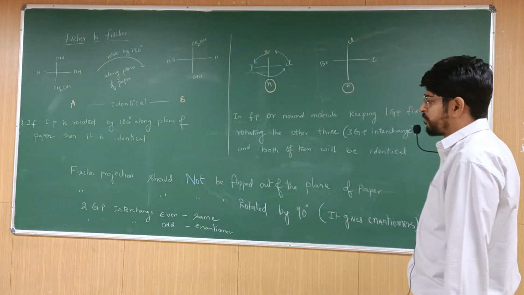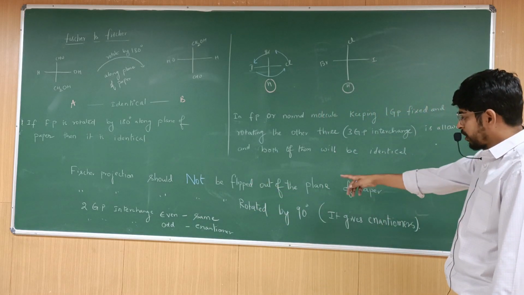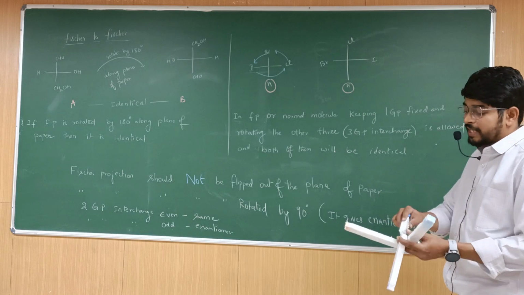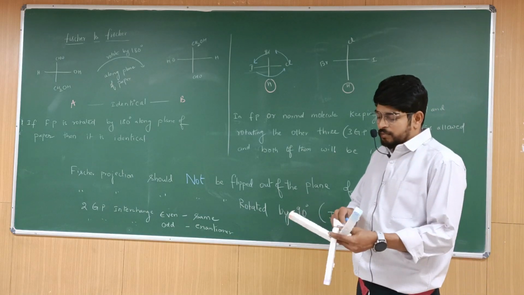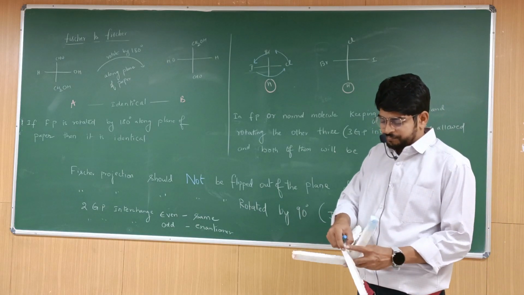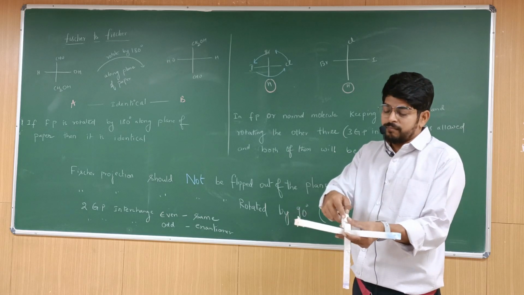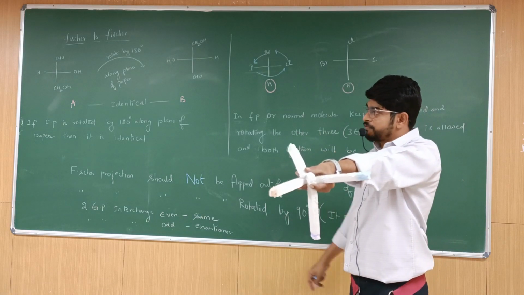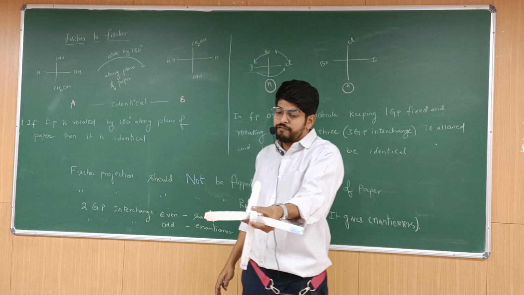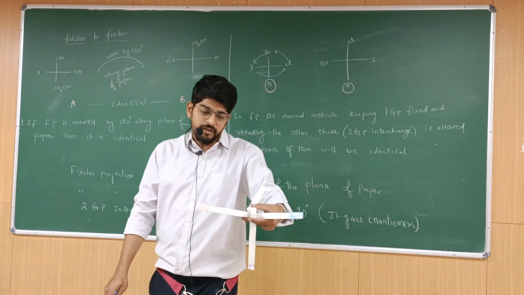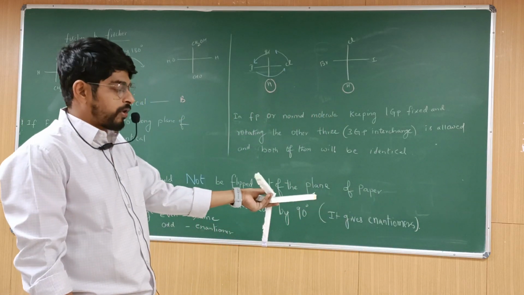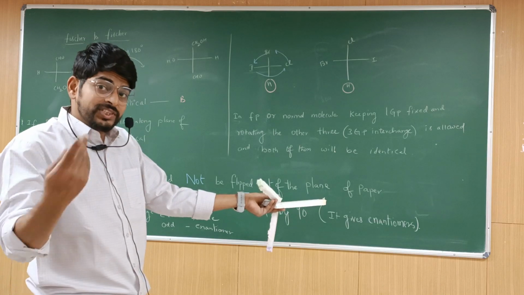Now let us understand a few more points. A Fischer projection should not be flipped out of the plane of the paper. That is not allowed. Why? Suppose this is the molecule, and the Fischer projection of this molecule is this. If I flip the molecule out of the plane of the paper, then it loses its meaning.